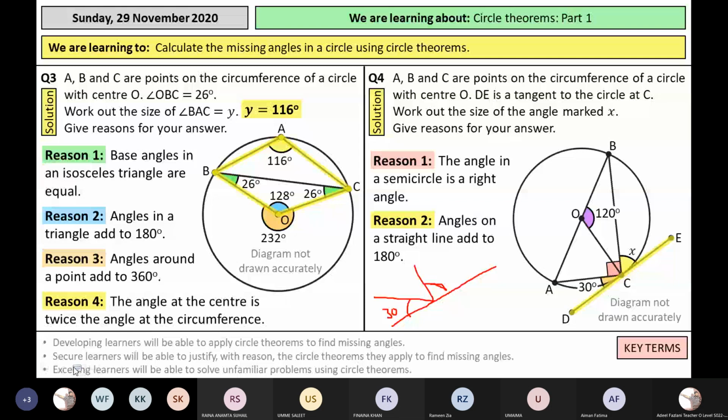Is it clear to you? Yes, sir. If we subtract from 180, what will the reason be? Which thing are you talking about? Sorry? Sir, this will be reason 2, right? Angles on a straight line add up to 180. Yes. It's the reason too. Okay, sir. All right. Now question number 5 and 6.